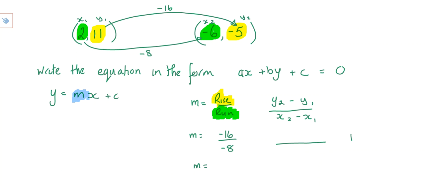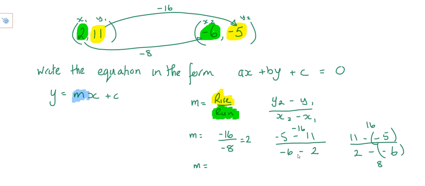That's why I write it out, so I can check my working. So the rise should have been minus 5 minus 11, and the run should have been minus 6 minus 2, which gives me minus 16 over minus 8. If I were to do it the other way round, I could have done 11 minus minus 5, which is 16, over 2 minus minus 6, which is 8. 16 over 8 is 2. So either way round, I always end up with the answer 2. So my gradient is 2.